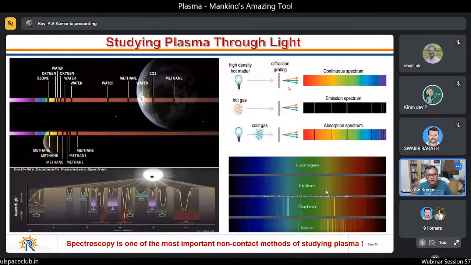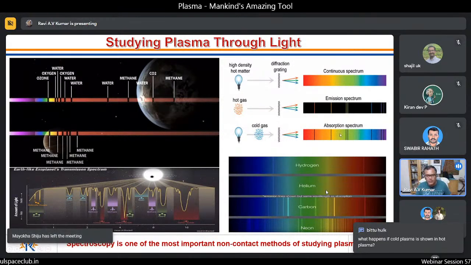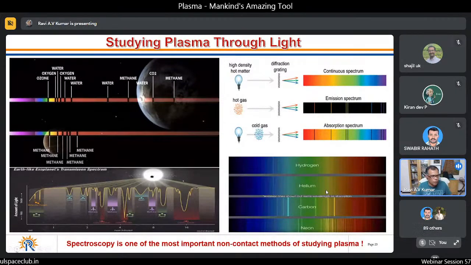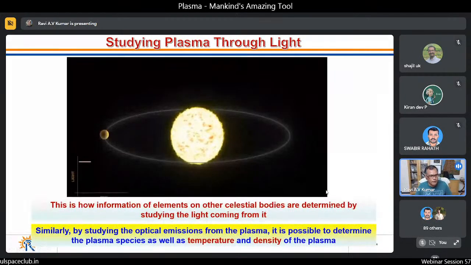Any hot body will give a continuous spectrum. Like if you take sunlight and look at it, you get a continuous spectrum with VIBGYOR. But if you pass that VIBGYOR light through some cold gas, that cold gas will absorb some particular lines. For example, if you pass white light through sodium, it will absorb its two yellow lines, and you will have black lines instead. So by studying the signatures of each of the materials, you can find out what is the content in the plasma, and also understand what the components of the plasma are.